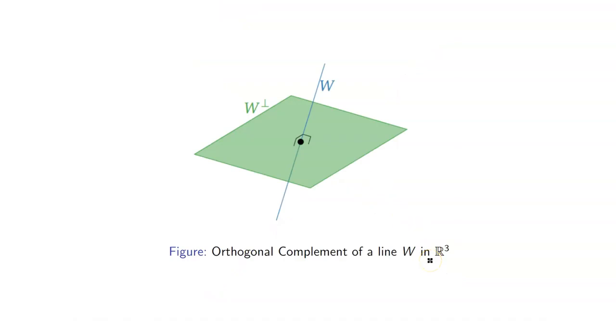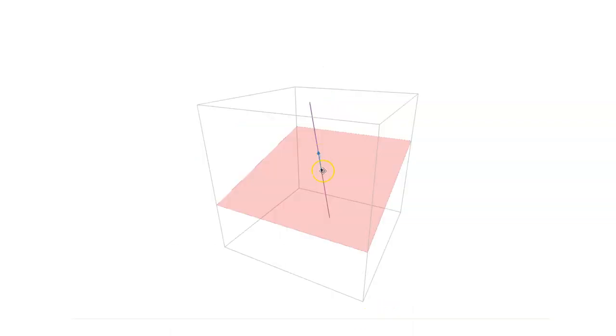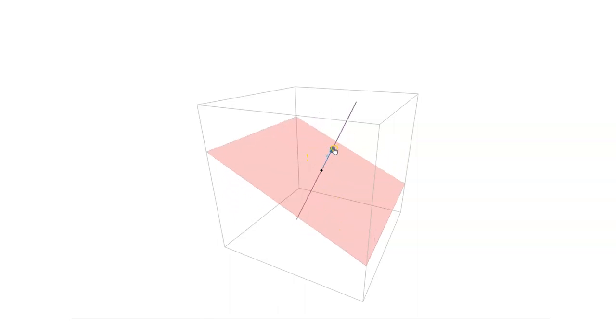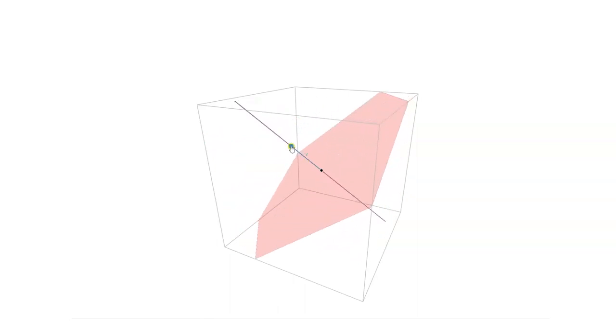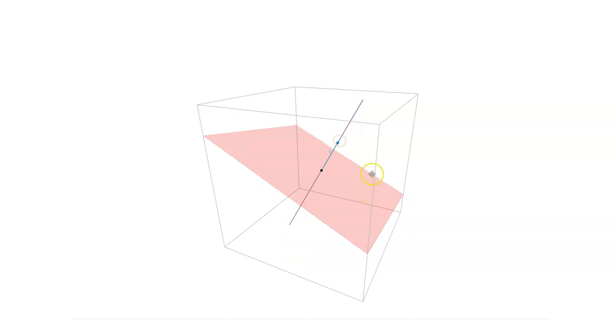What about if we are in R3? Again, W here is a line, so therefore it is just the span of a single vector. Its orthogonal complement would be a plane. So for example here, the blue line is again my V and the purple line is my W, the span of V. If I move my V here, this plane here is the orthogonal complement of W.